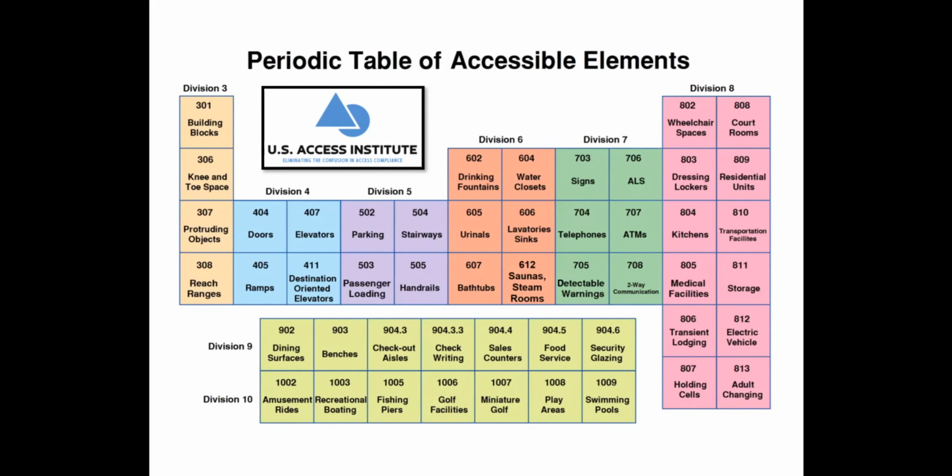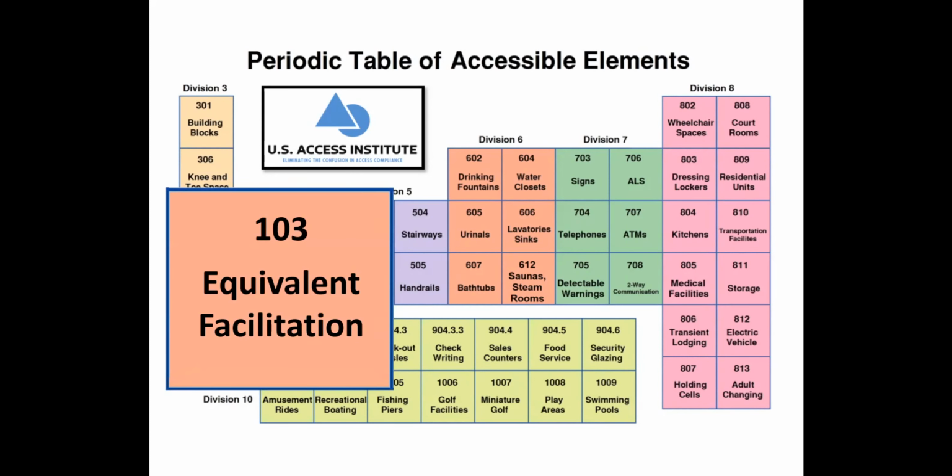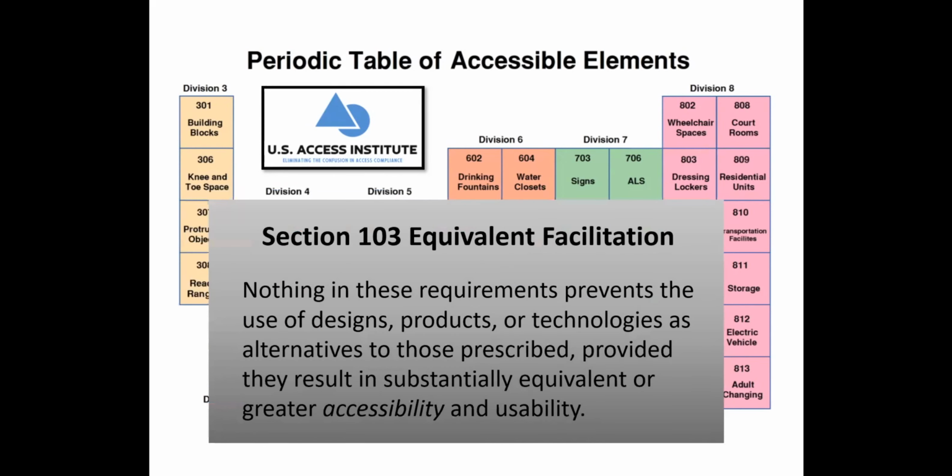First, we start with the periodic table of accessible elements. It's not a real table in the access standard sense of things, but hey, we want to make access fun. We start, as we always do, in the 2010 ADA standards for accessible design. Next, we drill down to section 103, and that covers equivalent facilitation, the topic of today's video.